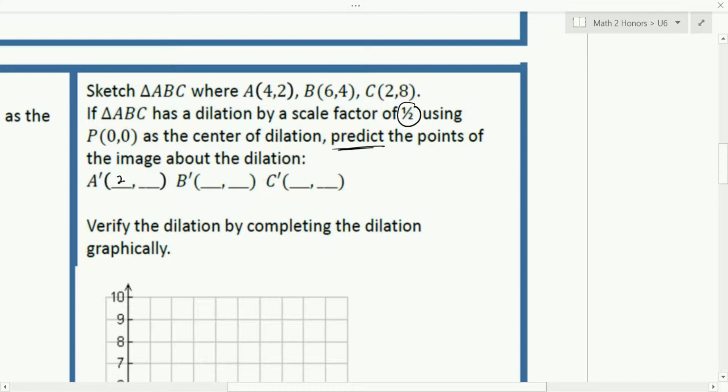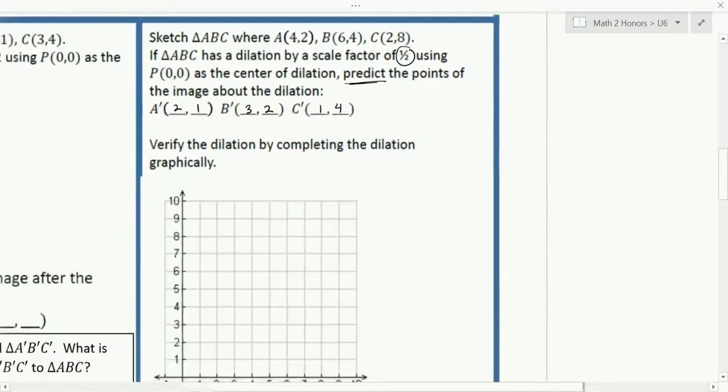(2, 1). So you're just cutting them in half, right? And it's a good prediction. What about B prime? (3, 2), and C prime? (1, 4). And it turns out that you guys are right. It is kind of what it seems like it should be.